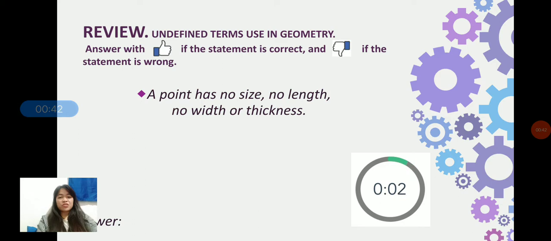Before that, let us have a short recall of our Module 1, which is undefined terms used in geometry. Now, I would like you to answer with a like button if the statement is correct and a dislike button if the statement is wrong. For the first question, a point has no size, no length, no width, nor thickness. Okay, are you ready? So, the answer would be yes. That statement is correct.